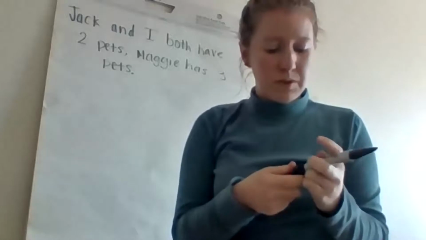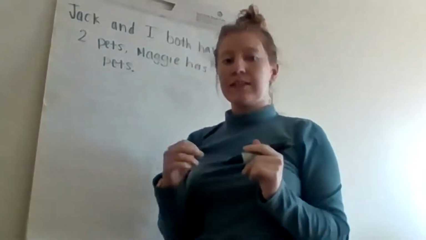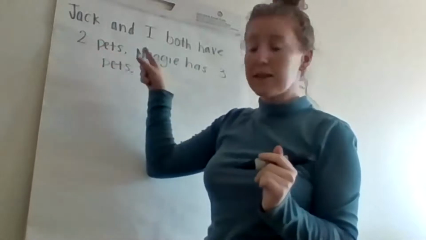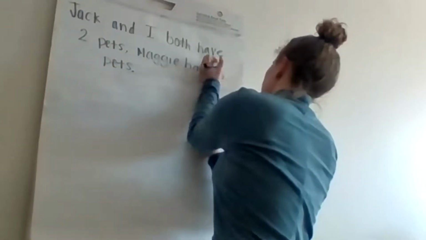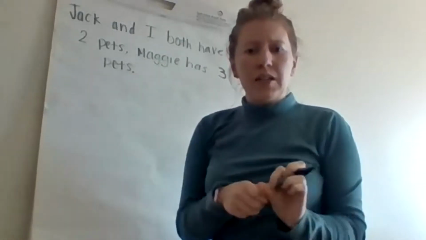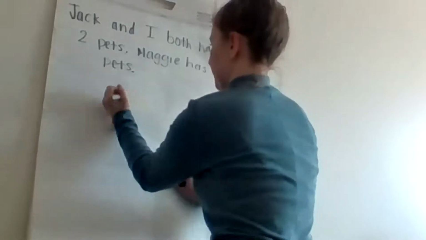So I'm gonna read you this little story problem, and we're gonna walk through how to turn it into a table. So it says, Jack and I both have 2 pets. Maggie has 3 pets. All right, so I'm gonna take this information, I'm gonna make it into a table. Here we go.